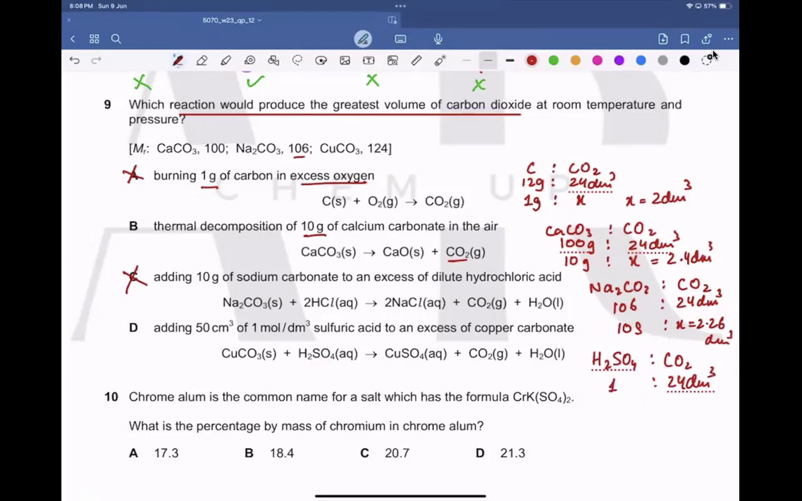Convert the volume and concentration of sulfuric acid into moles. So 50 multiplied by 1 divided by 1000. So it's 0.05 moles. So 0.05 moles are going to produce multiplied by 24 divided by 1. So it is going to produce 1.2 dm cube. So this is also producing lesser volume, right? So D goes wrong as well. And our correct answer is B. In B, we are getting the largest volume of carbon dioxide. Is this clear to all of you?